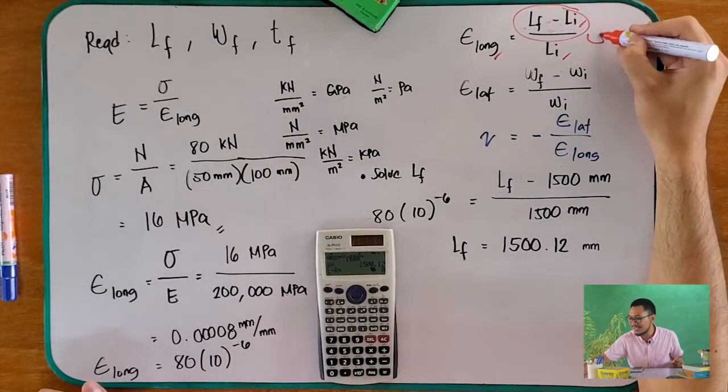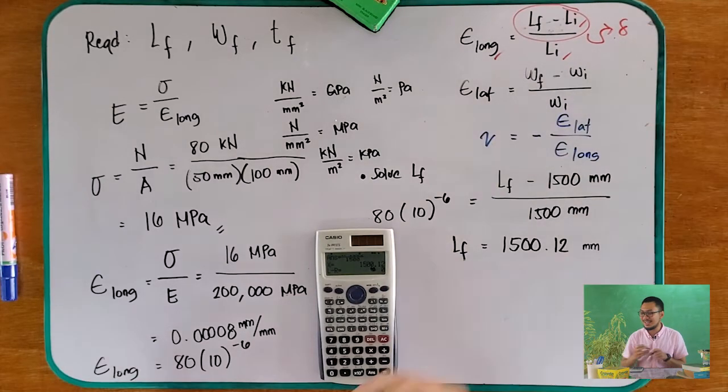I made a slight mistake, because the question is to determine the change, not the final length. So the change in length is what you need to find. This is basically your change in length, and we already solved for LF. So 1,500.12 minus 1,500.